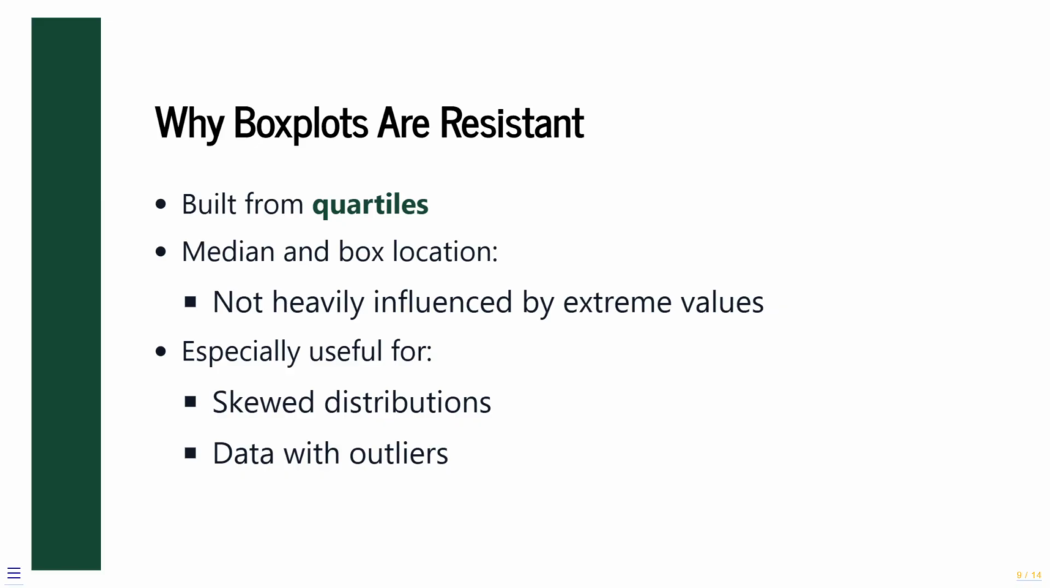The quartiles and median depend primarily on the order of the data, so unless the outliers are numerous enough to change where the 25th, 50th, or 75th percentiles fall, the box and median stay relatively stable. This makes box plots especially useful when distributions are skewed, or when you suspect outliers. In practice, many real-world variables like incomes, medical costs, reaction times, or certain sports performance measures are skewed and contain unusual values. In those settings, a box plot often gives a clearer picture of typical behavior than a plot or summary that is overly sensitive to extremes.